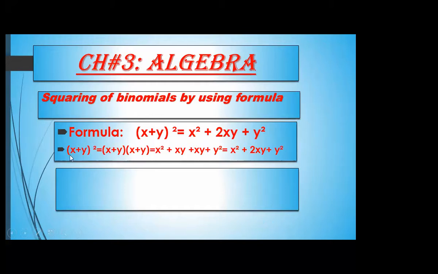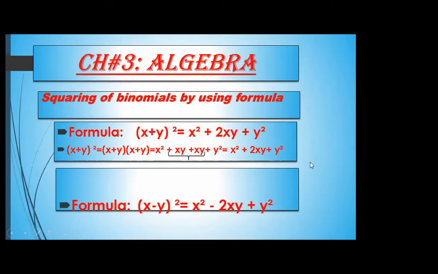How can we get this formula? I have already told you about that. x plus y whole squared means x plus y is multiplied twice. By performing the distributive property of multiplication, we get the formula x square plus 2xy plus y square.